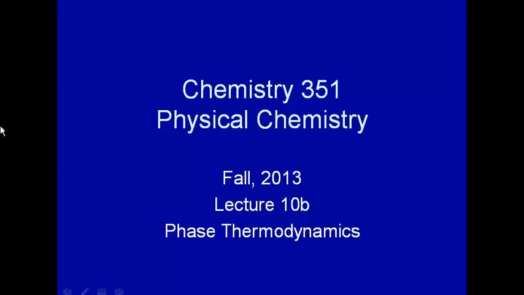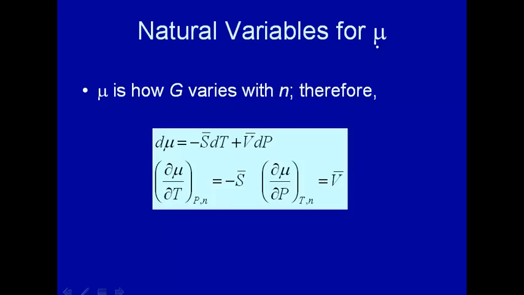Okay, now that we know a little bit about phase diagrams, let's delve into phase thermodynamics, the thermodynamics of phase transitions. First, let's talk a little more about the chemical potential mu. I want to show you that, similar to what we have for G, how G varies with temperature and pressure, we can write an equation for mu where instead of just entropy and volume, as we have for G, free energy, we instead have partial molar entropy and partial molar volume.